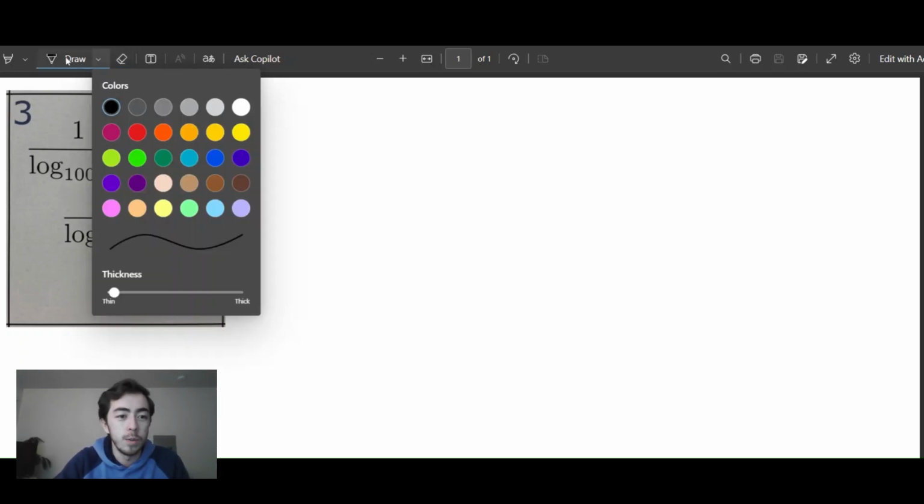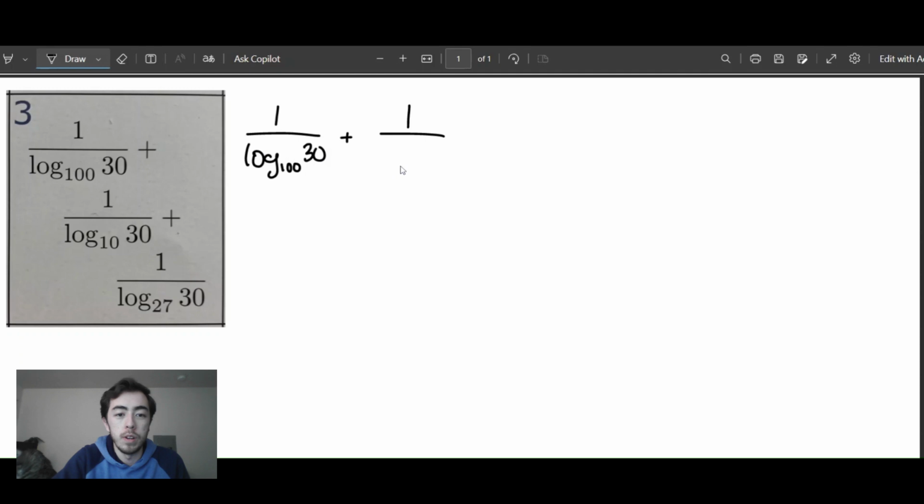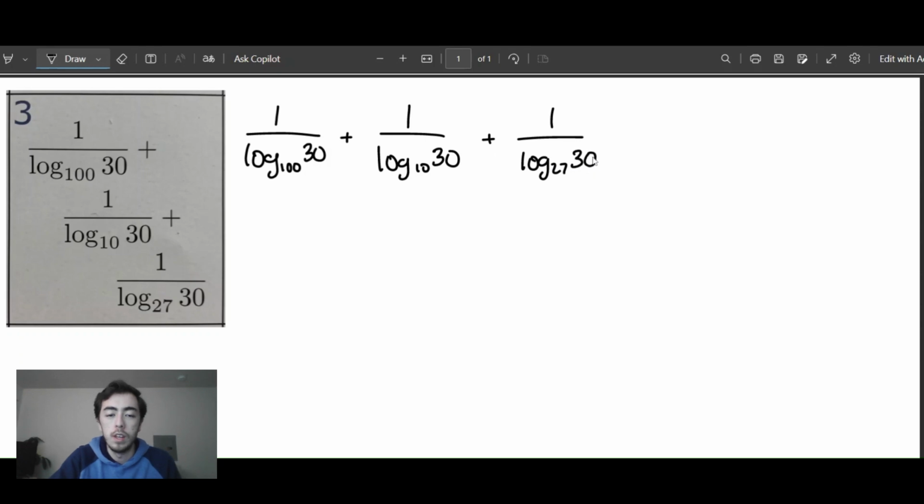All right, so we have three fractions, and when we add up all three fractions together, we apparently get the number 3. So I guess first things first, let me just rewrite the problem, and I'm going to make sure that all of my numbers are in the same line together. So I have 1 over log base 100 of 30 plus 1 over log base 10 of 30 plus 1 over log base 27 of 30.